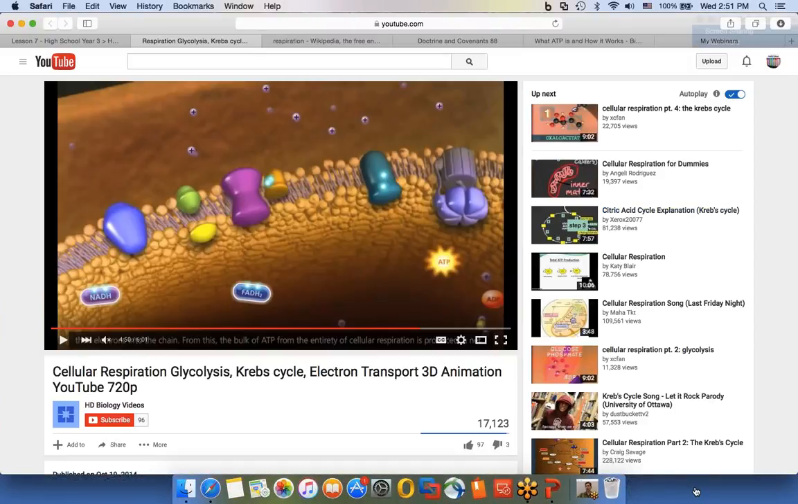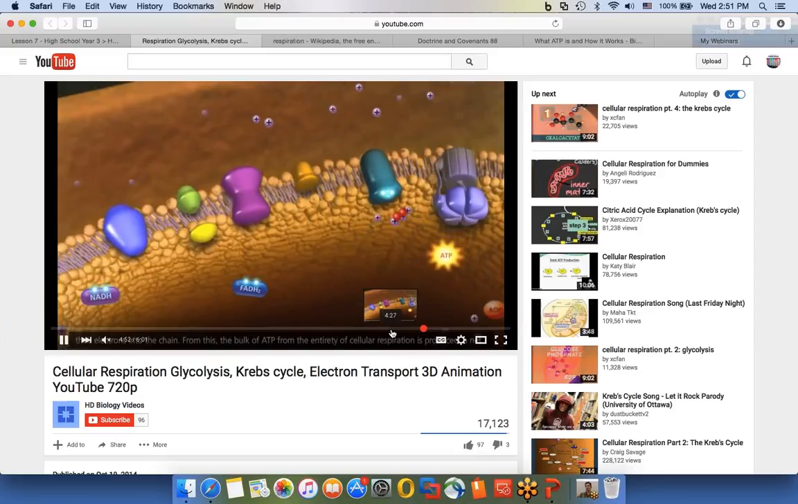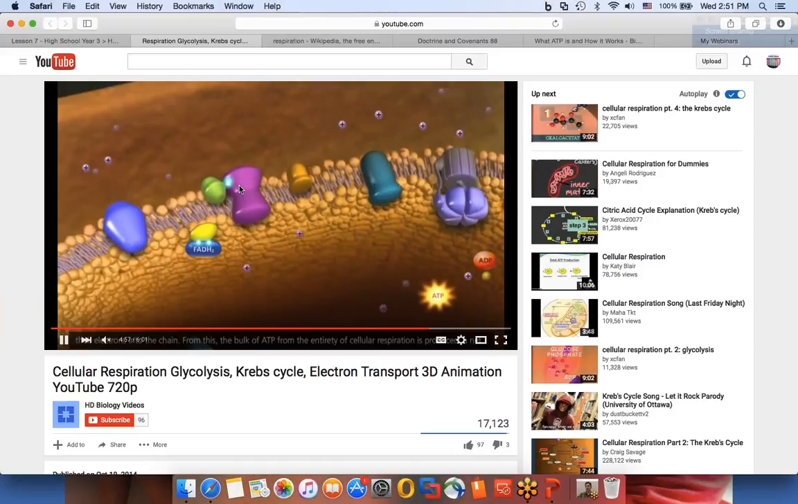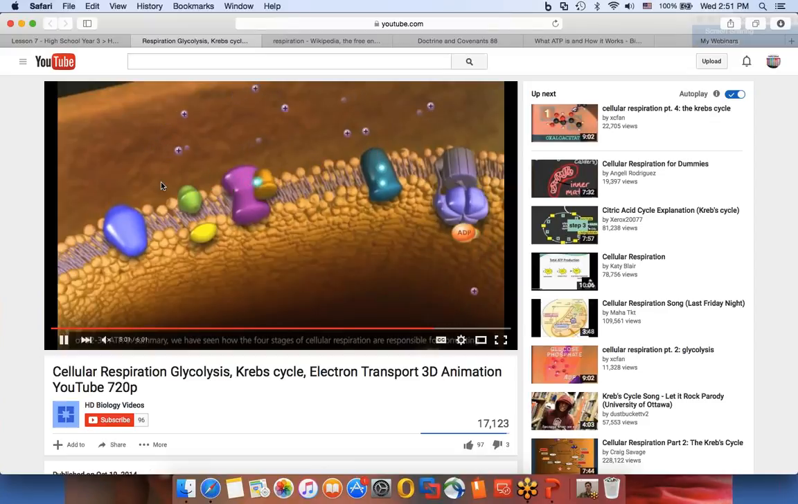Yeah. You remember that part? Okay. So what happens is that the electrons, let me see if I can play this. Watch carefully. The electrons are going to pass through the membrane, and the hydrogen is going to separate.